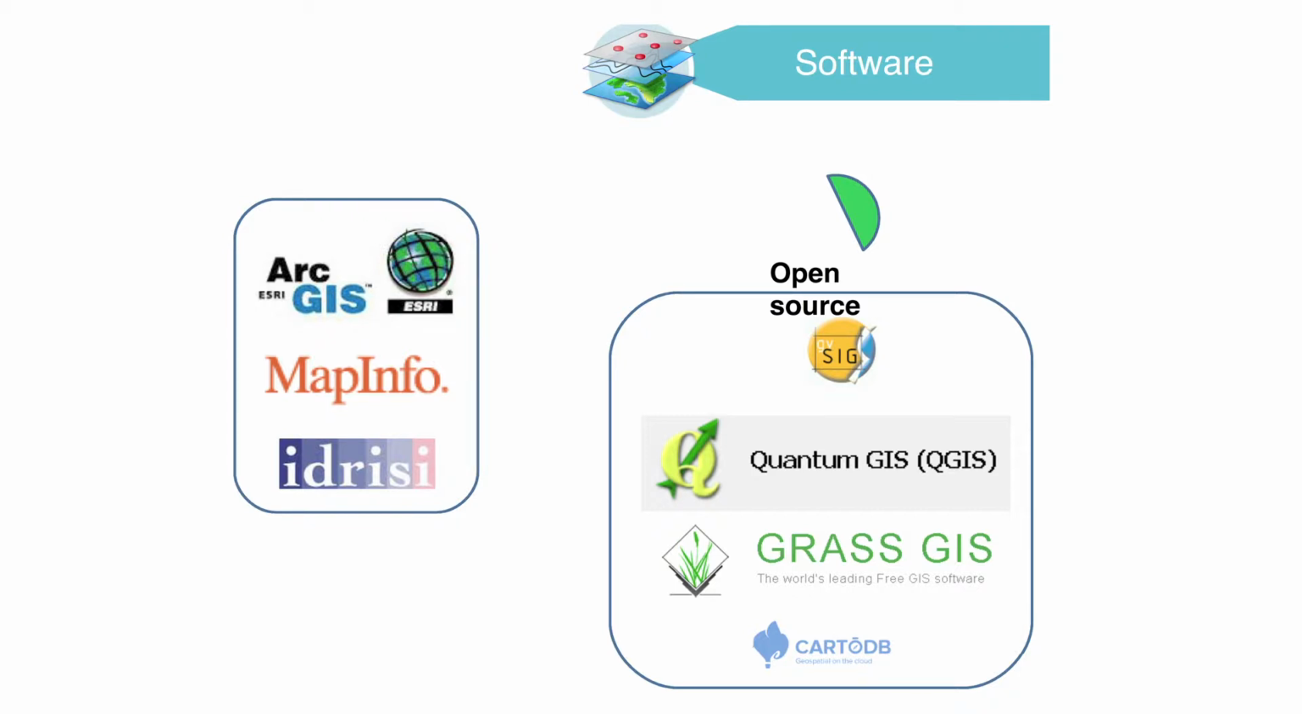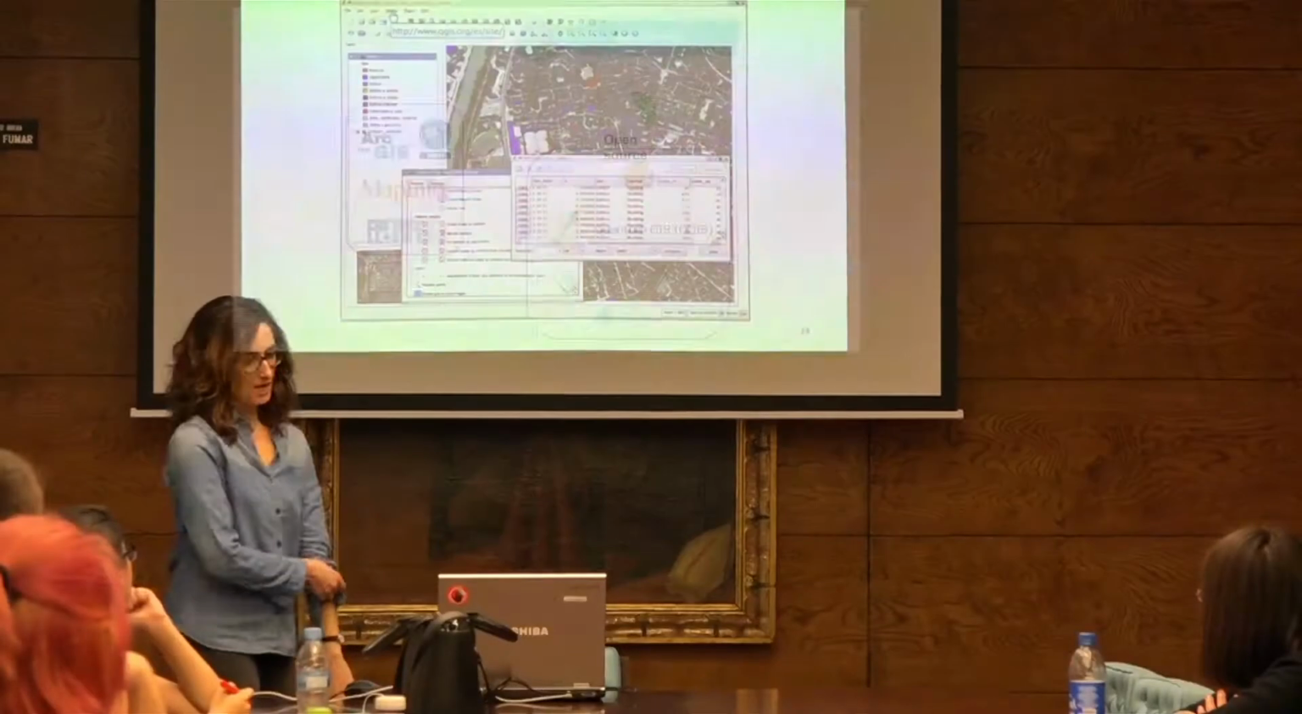And here I also put the open source GIS. So we have gvSIG, Quantum GIS, Vast GIS, and CartoDB, or Carto nowadays. This is Spanish. I think this is also Spanish. I'm sure there are many more, but with these ones, I guess you have enough.